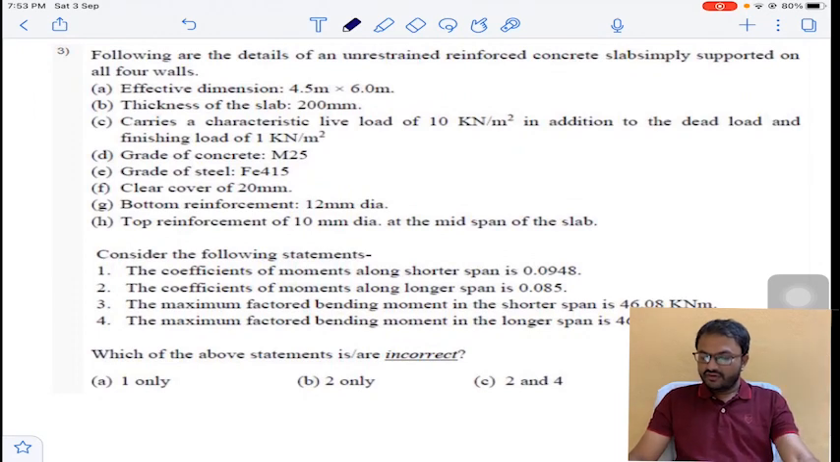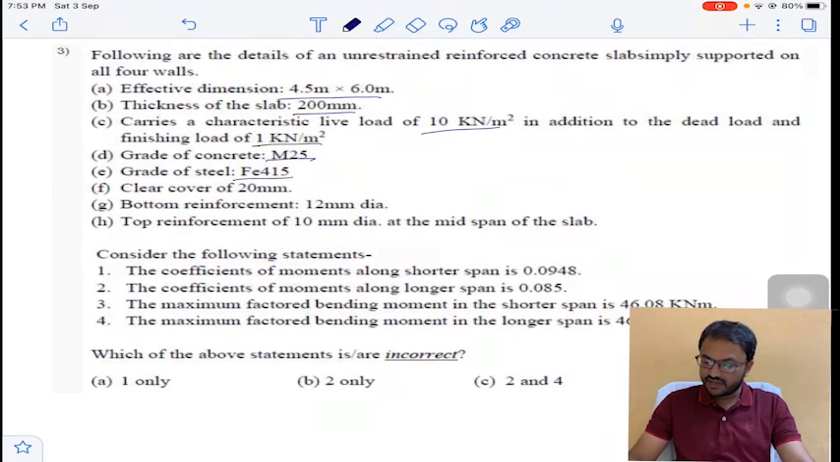Now, following are the details of an unrestrained reinforced concrete slab simply supported on all 4 walls. The data is same as in the earlier problem. So 4.5 by 6 meter, 200 mm slab thickness, 10 kilonewton and 1.1 kilonewton per meter square, M25, Fe415, 20 and 12 mm bars. So same data. Okay, there is no change in the data. So now in addition to the earlier problem, we need to calculate.